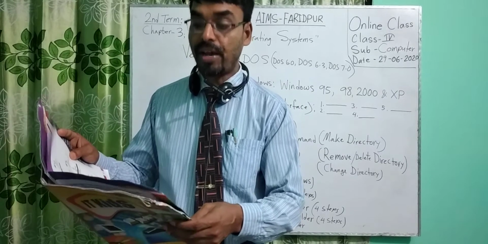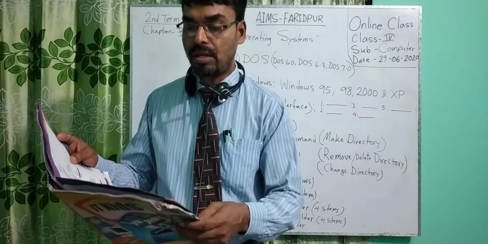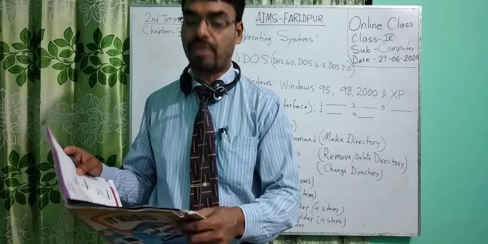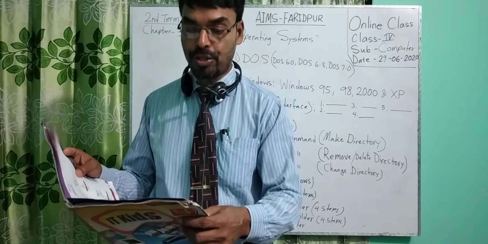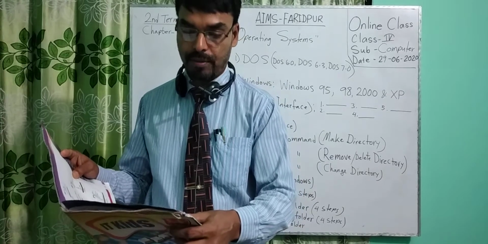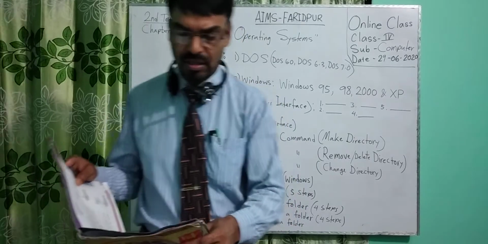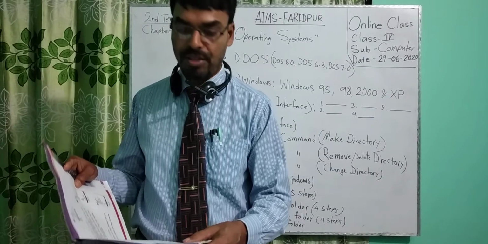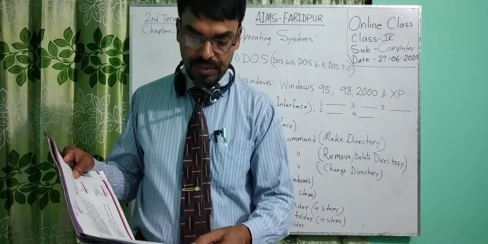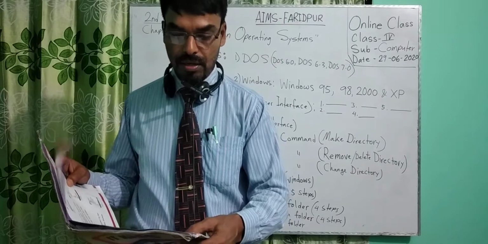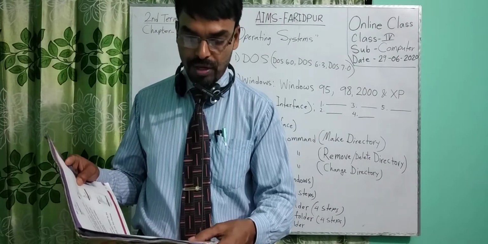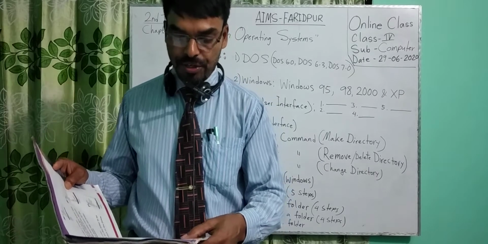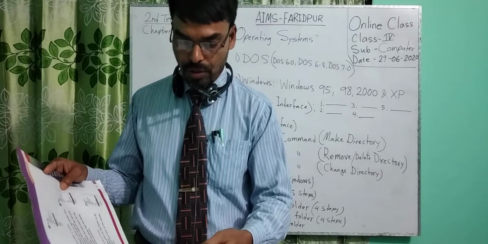Number 1, right click anywhere on the desktop. Number 2, a menu appears. Choose the new option. It would be very clear and interesting if we could do practical in the computer lab. Number 3, select folder. Number 4, type the name of the folder, for example science. And 5th, press the enter key. You have created a new folder.